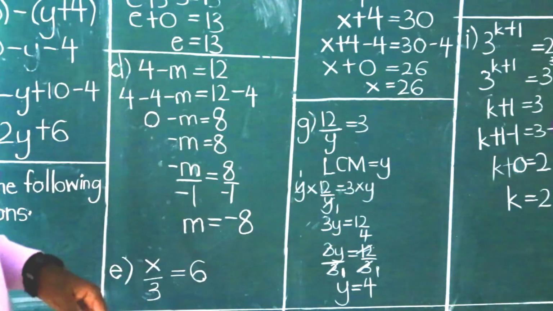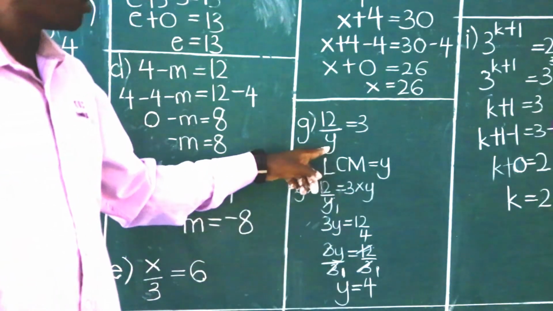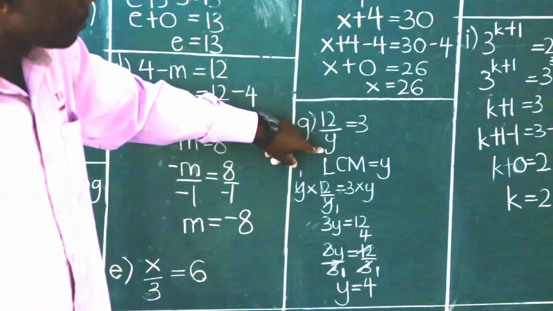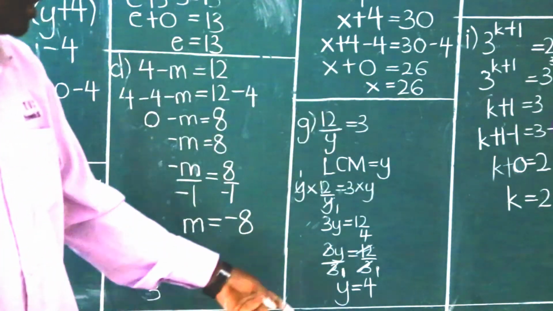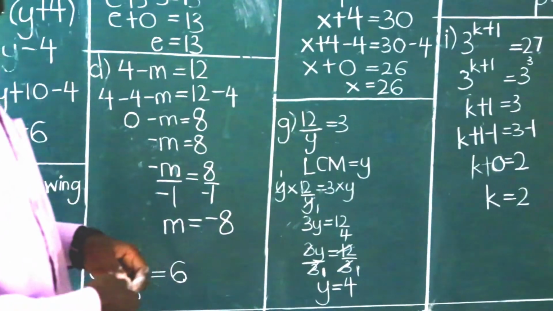Check whether you are correct by substituting the value of y, which is 4, where y is. So you say 12 divided by 4 is actually 3. Therefore, the value of y is the 4 you got.